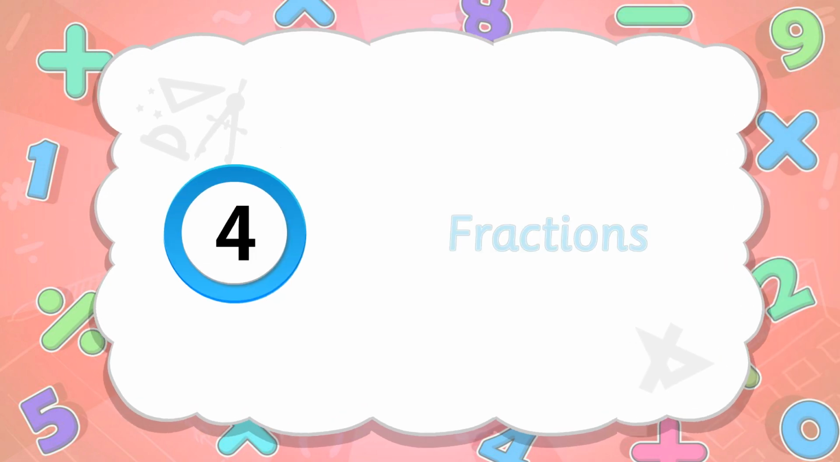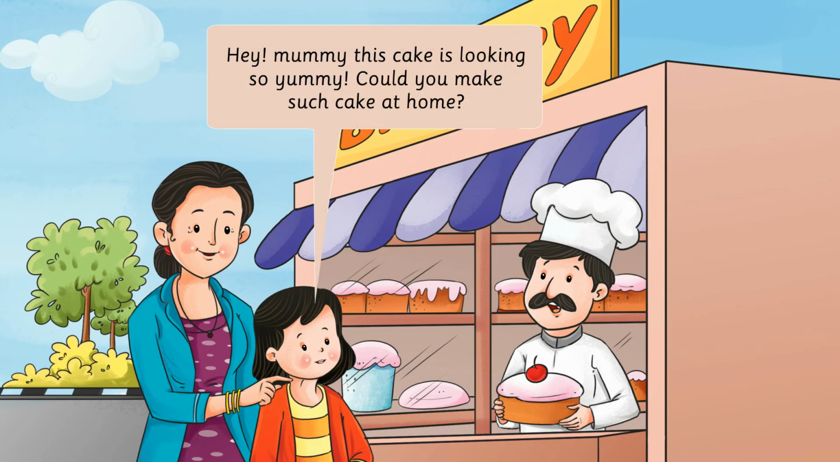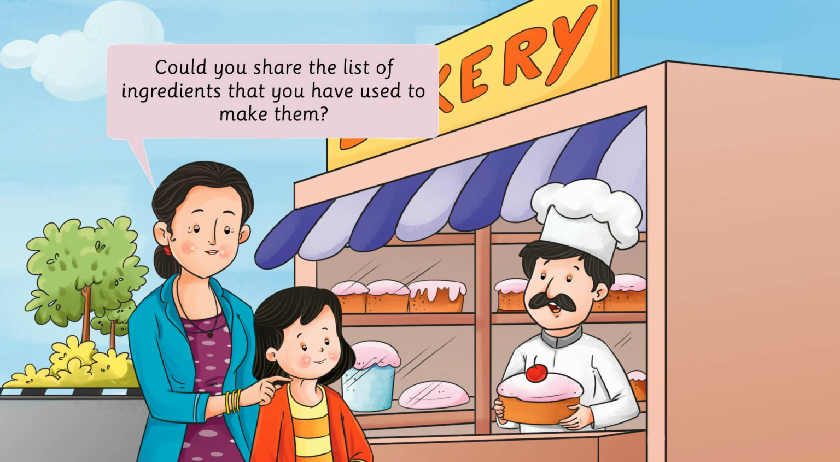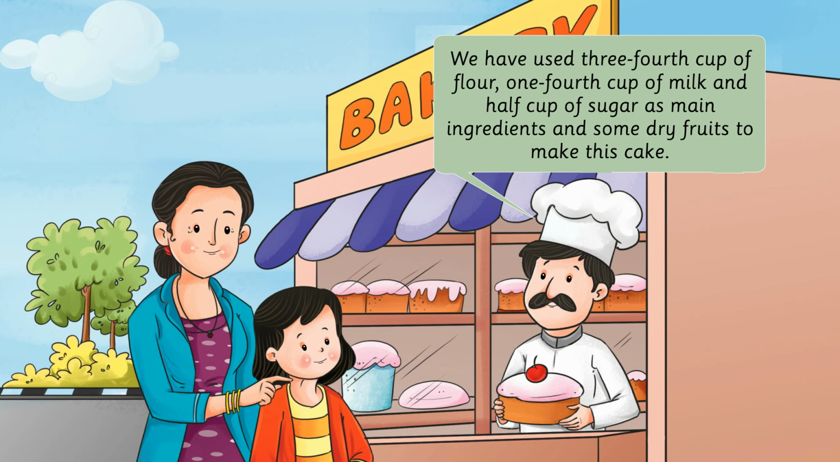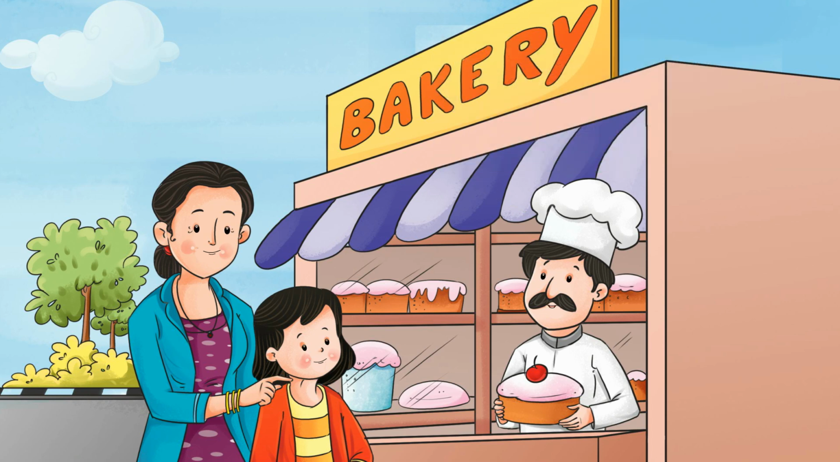Chapter 4: Fractions. Hey Mummy, this cake is looking so yummy. Could you make such a cake at home? Could you share the list of ingredients that you have used to make them? We have used 3/4 cup of flour, 1/4 cup of milk and half cup of sugar as main ingredients and some dry fruits to make this cake.